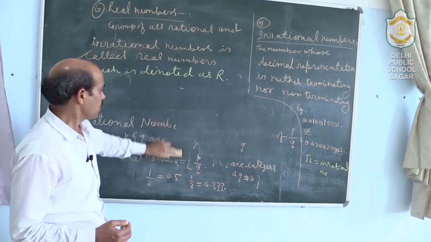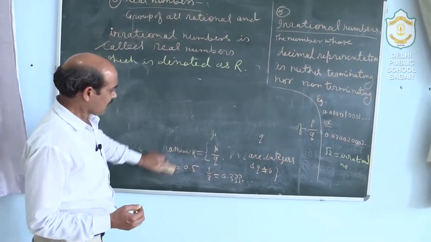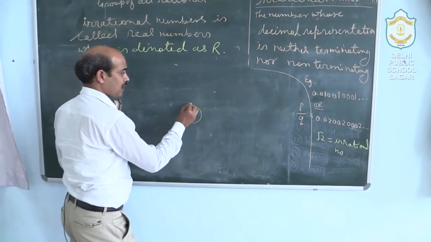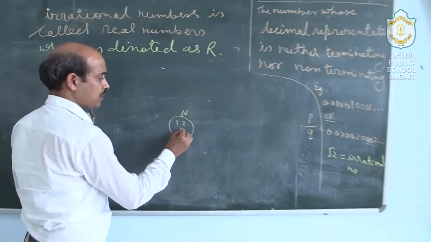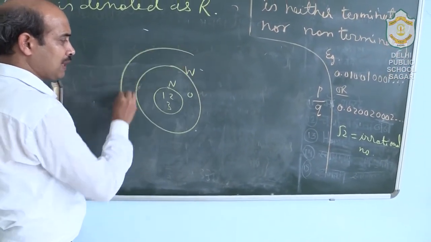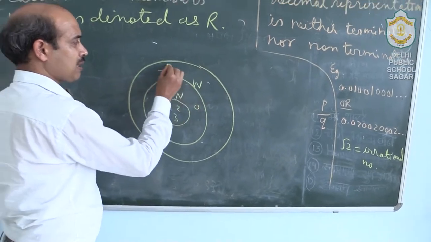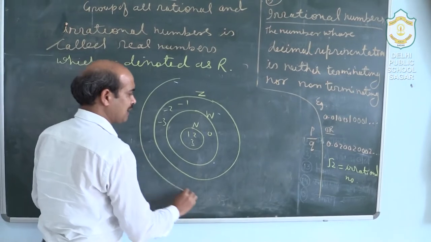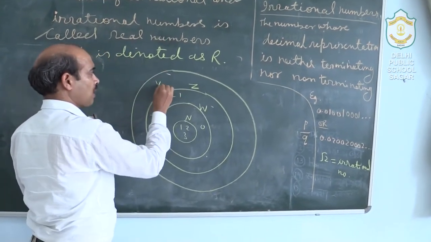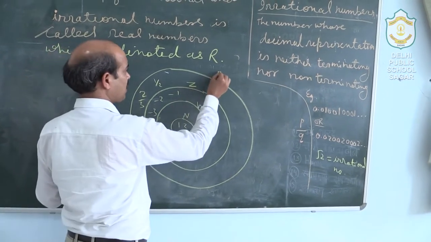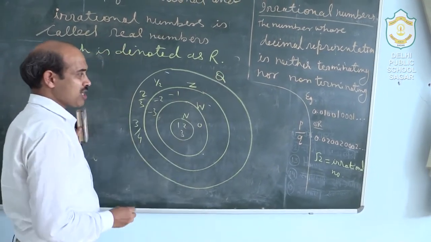And now we are going to understand the entire topic by a small figure, that is the set of natural numbers 1, 2, 3. Then we added the 0, so it becomes whole numbers. Then we added -1, -2, -3, it becomes integers. And then we are adding 1 by 2, 2 by 3, 3 by 4. So it is becoming Q, that is rational number.